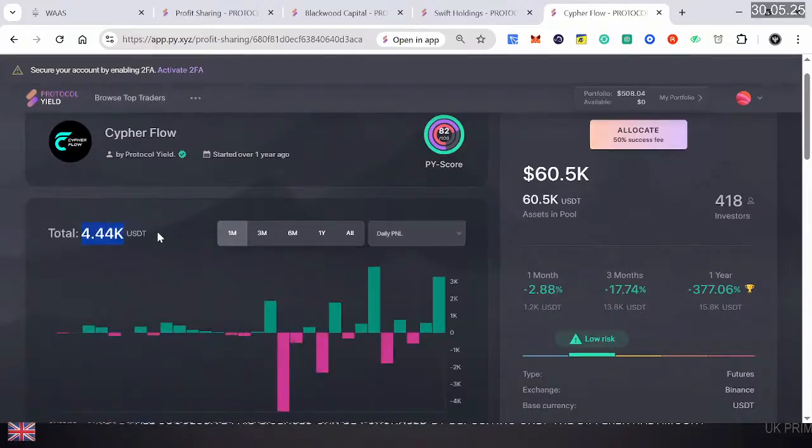So you can see 4.44K. So they only use a certain percentage of the cumulative fund they have collected. And this is how trading works.